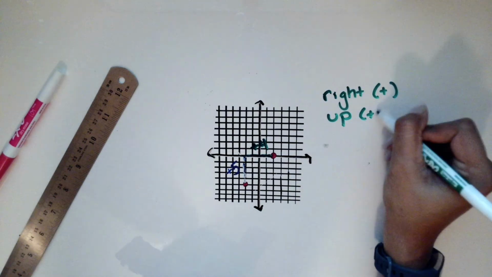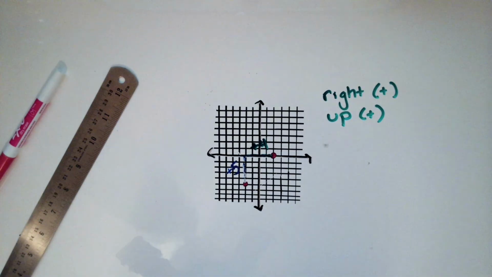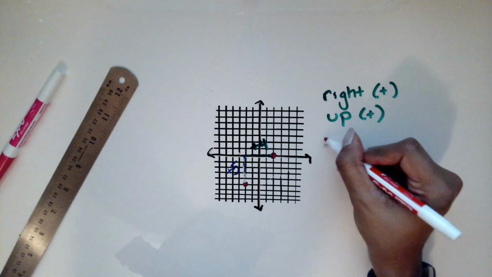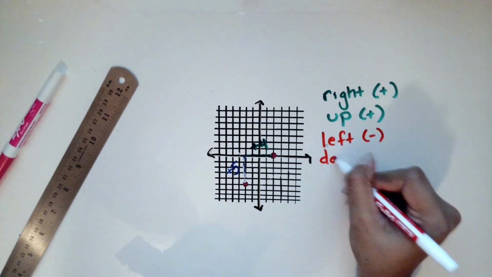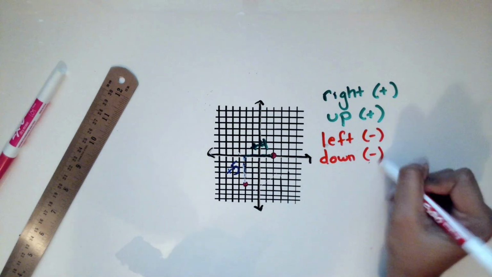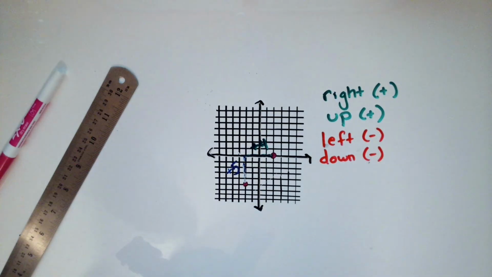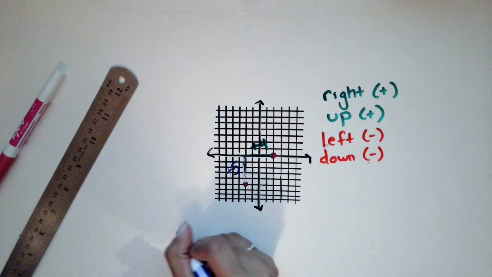So if you go to the right side, it's going to be positive. If you go up, it's always going to be positive. If you go left, it's going to be negative. If you go down, it's going to be negative. This is going to help you figure out if your slope is positive or negative.